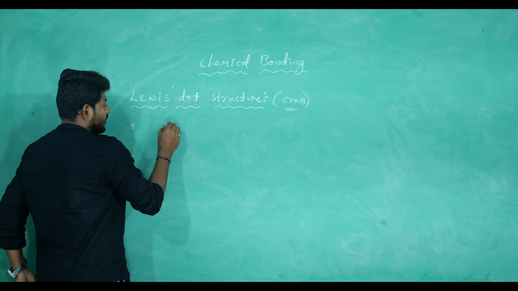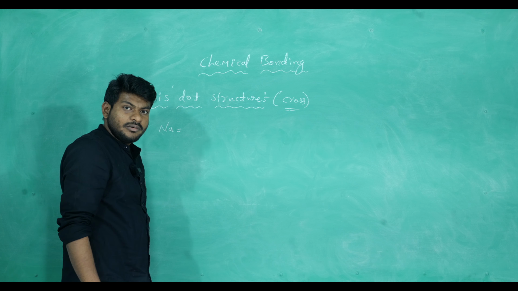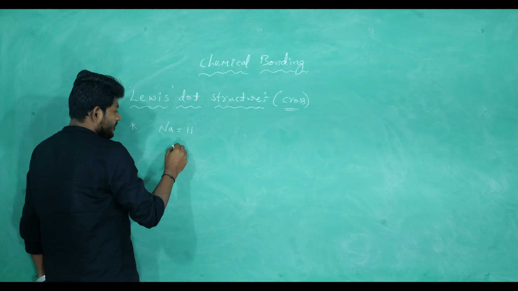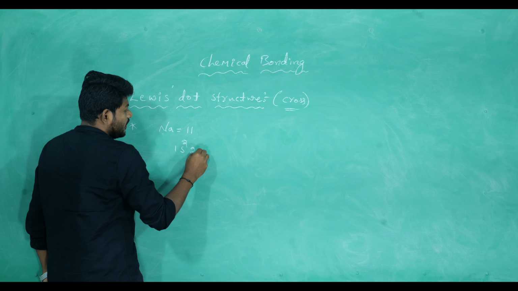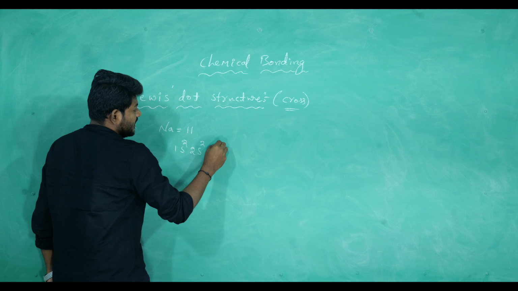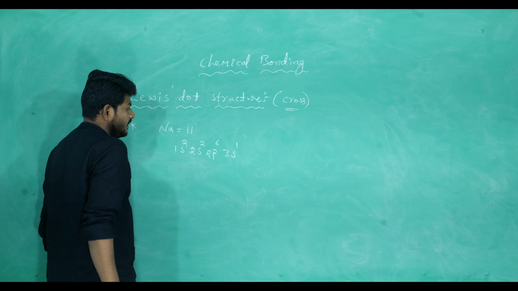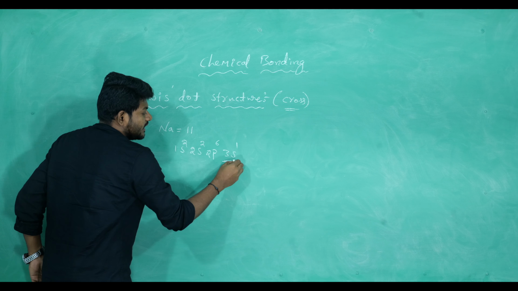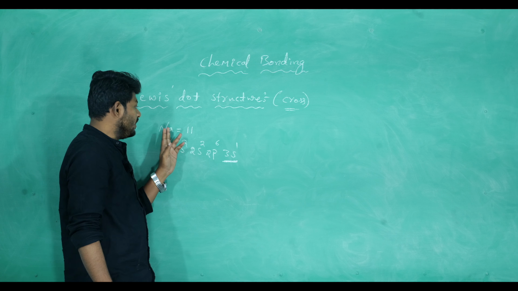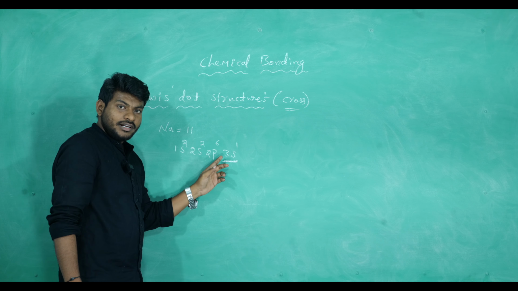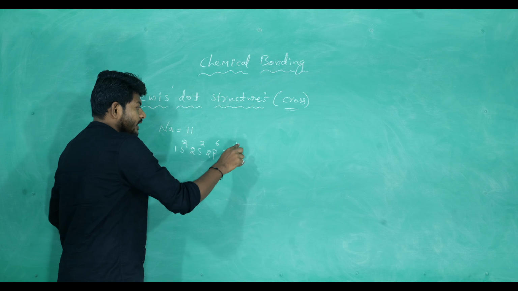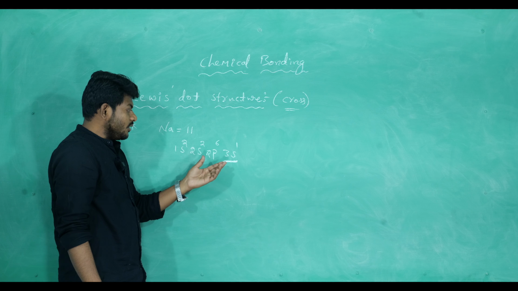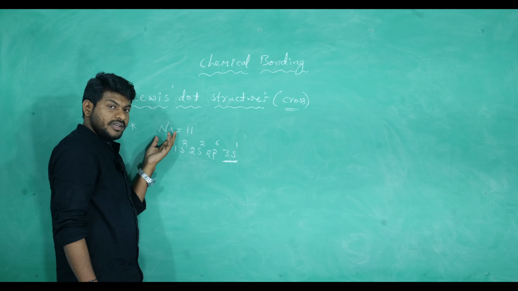I will take the example of sodium. The atomic number of sodium is 11. The electronic configuration of this element is 1s2, 2s2, 2p6, 3s1. The outermost shell is 3s1. So in this outermost shell, the element contains only one electron. The outermost shell electrons for sodium is 1.